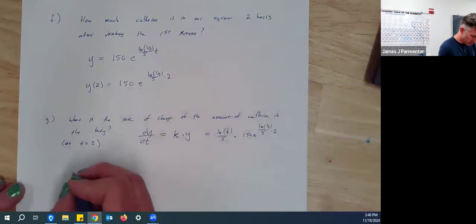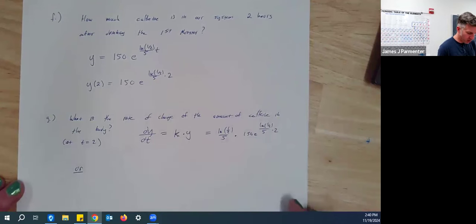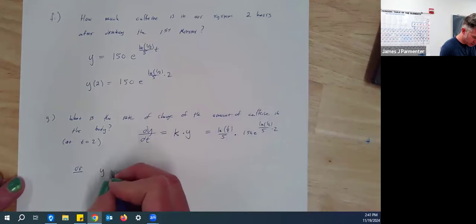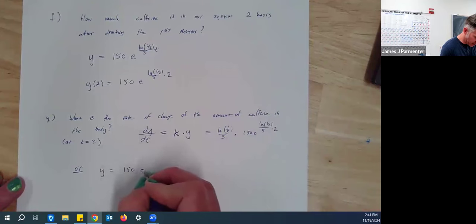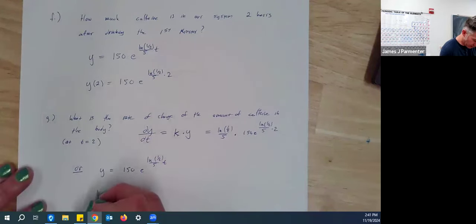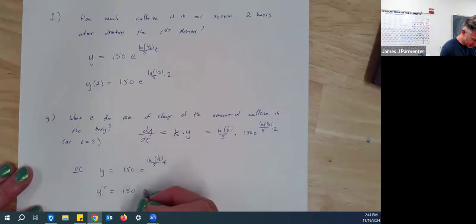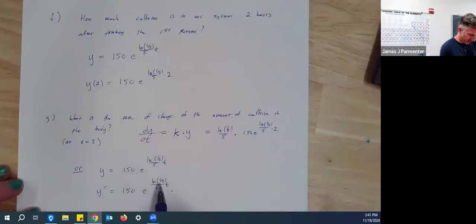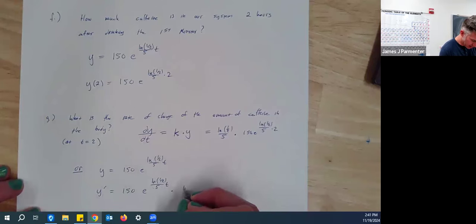Or if you prefer, you could do it the longer way. You could say, hey, here's my function, y equals 150 e to the natural log of 1/2 over 5 times t. Take the derivative, because if you want to find a rate of change, you're finding the derivative of some function. So our derivative here, y prime, would be 150. The derivative of e to the stuff is e to the stuff times the derivative of the stuff, and the derivative of the natural log of 1/2 over 5 times t is just the constant, natural log of 1/2 over 5.